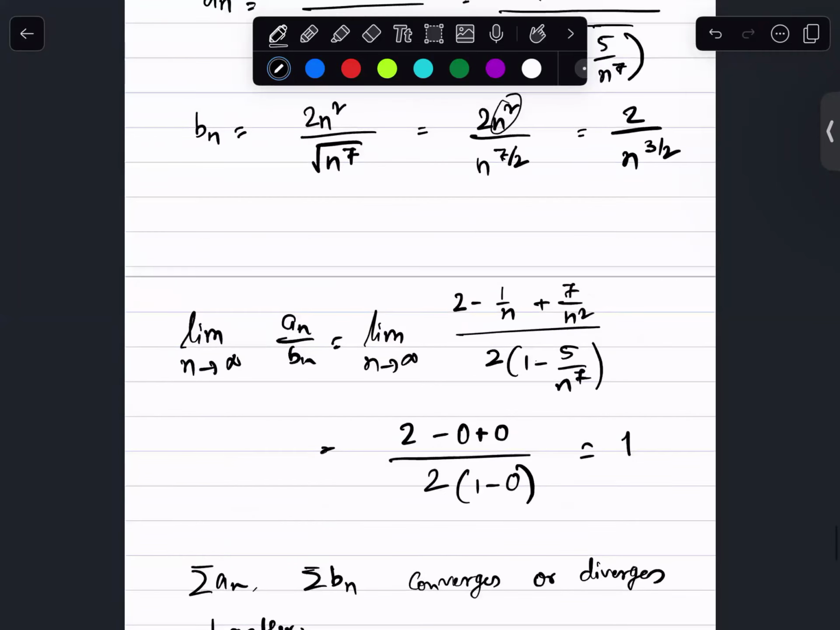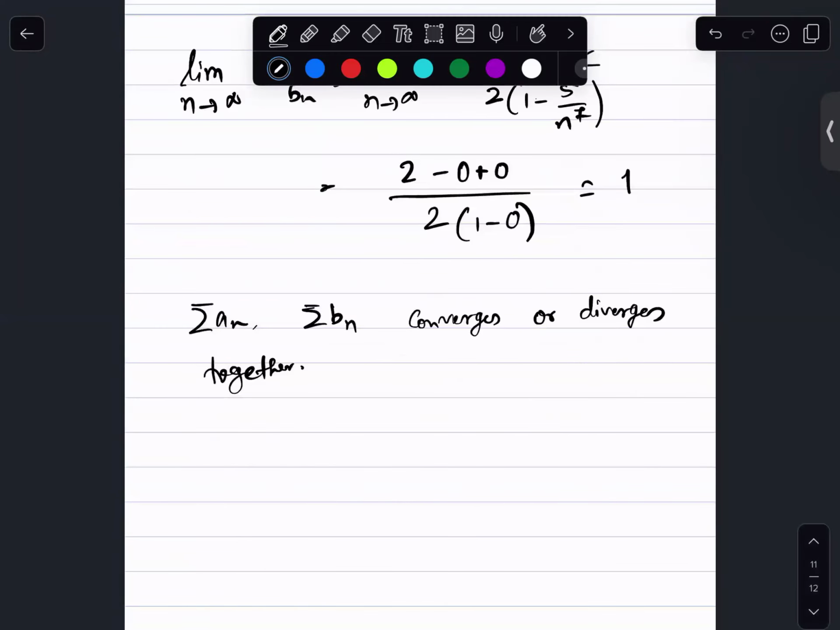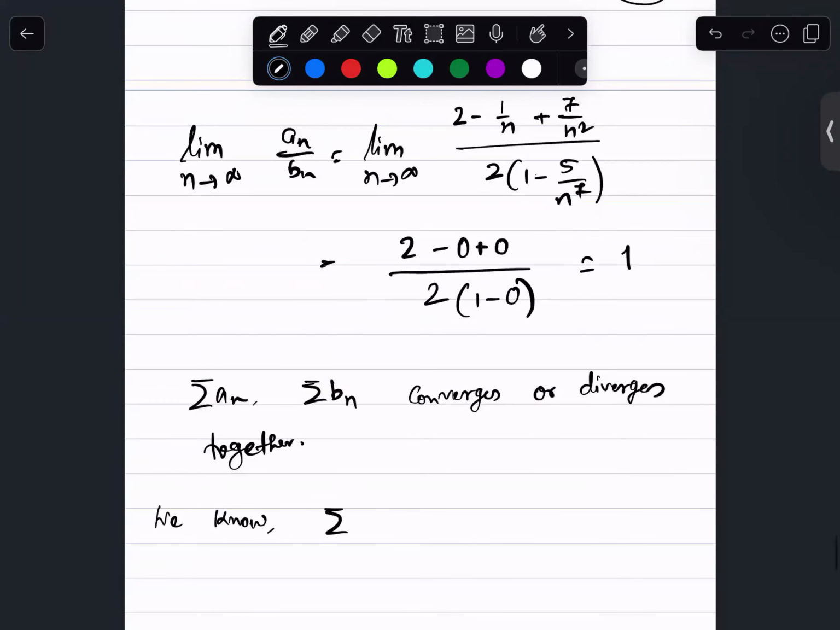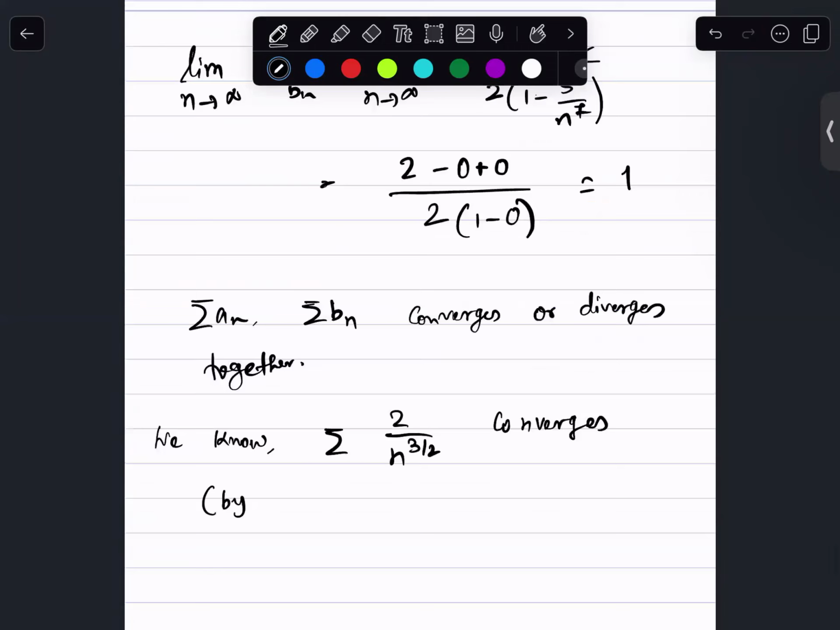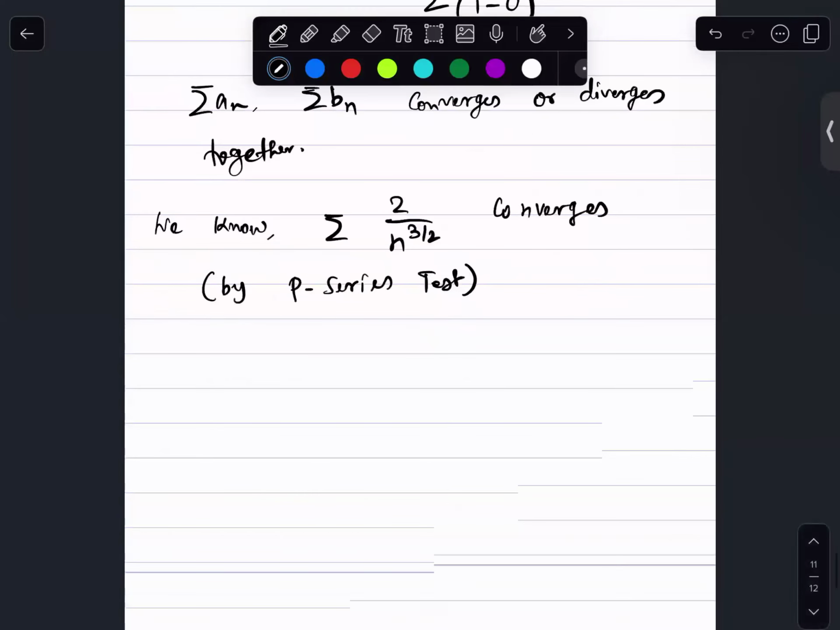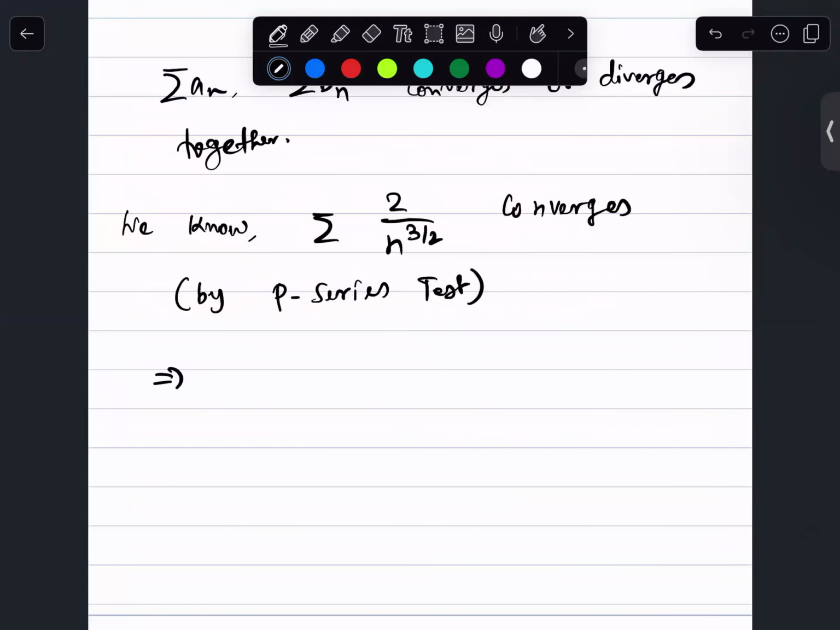And the advantage of choosing this bn is that this is again a p-series. So we know summation 2 over n to the 3 over 2 converges by the p-series test, which implies our given series, summation 2n squared minus n plus 7 over square root of n to the 7 minus 5, going from 1 to infinity, converges.